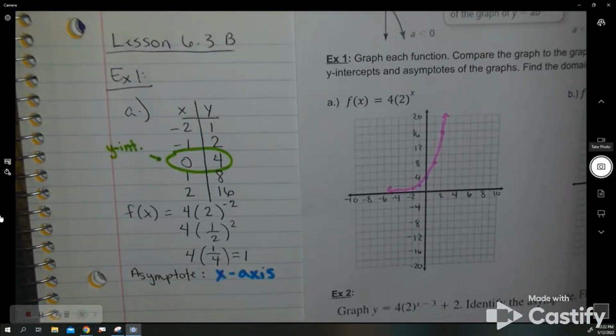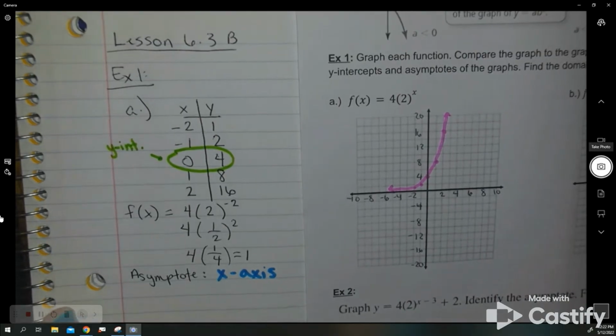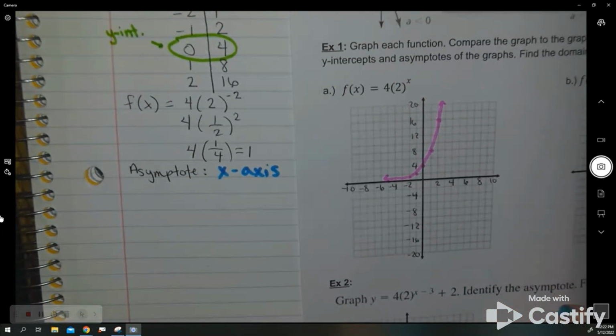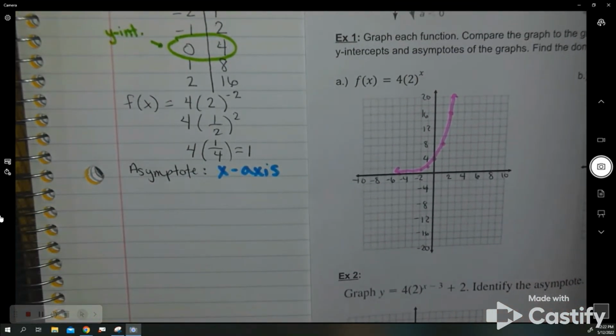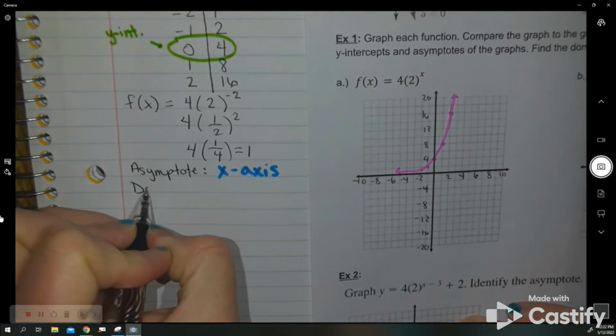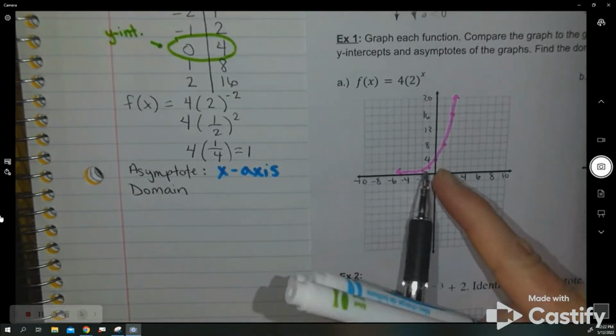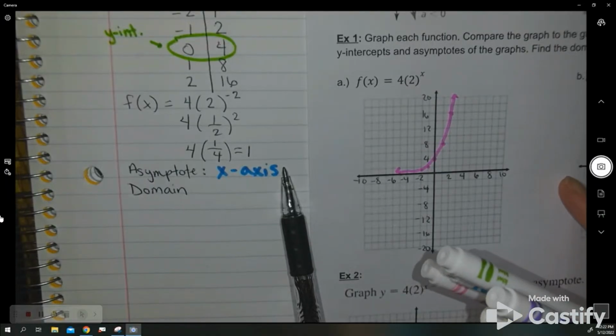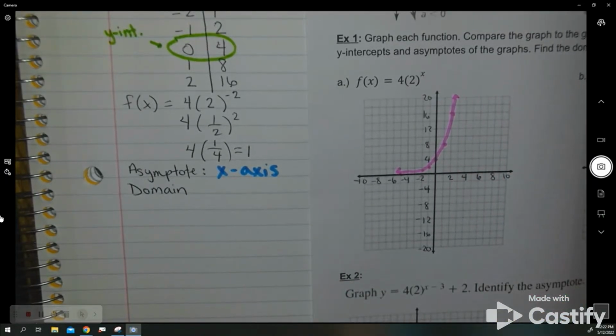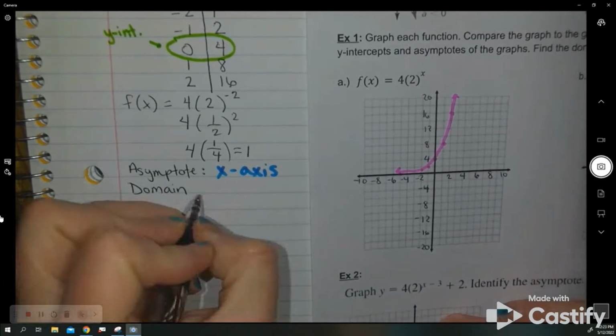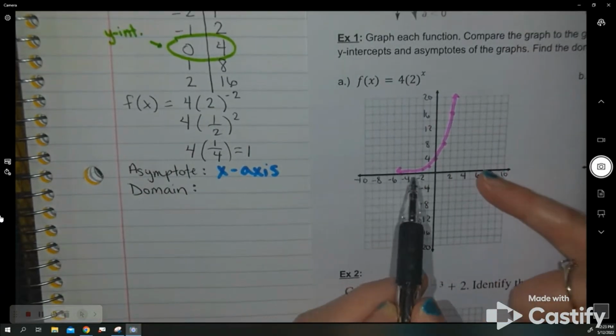Now let's talk about the domain and the range. So remember from previous lessons that the domain is talking about all those x values. For this one, if you look at it, I could continue to plug in x values to infinity, both directions. And I can plug in any of the numbers left to right that I want to, and I would be able to figure out the value of y.